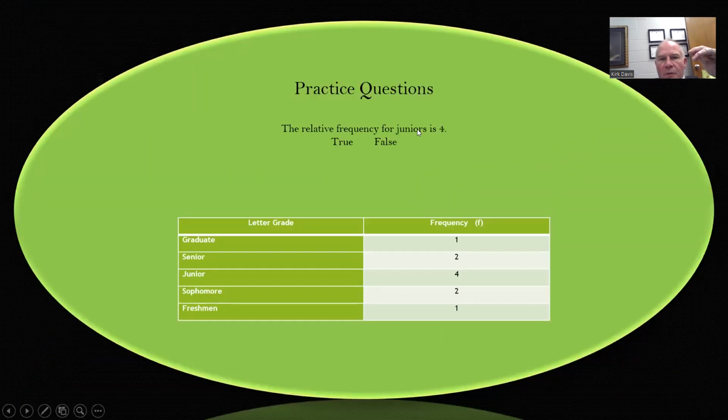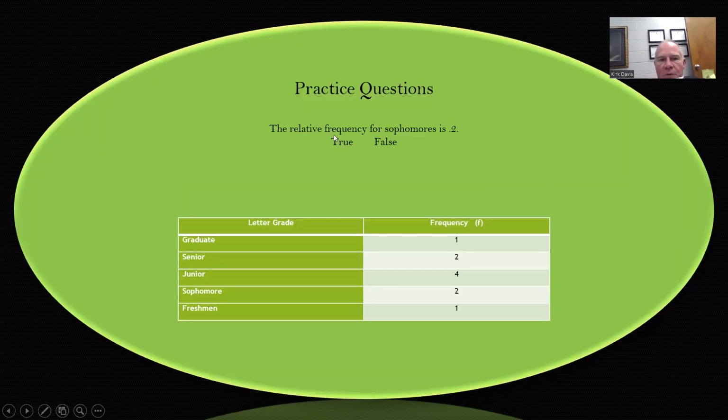The relative frequency for juniors is 4. So we know relative frequency is simply frequency over n. My n is 10, so that's 4 over 10, which is 0.4, but not 4. So the relative frequency is 0.4, not 4. So that's why it's false. The frequency is 4, the percentage is 40, but the relative frequency is 0.4.